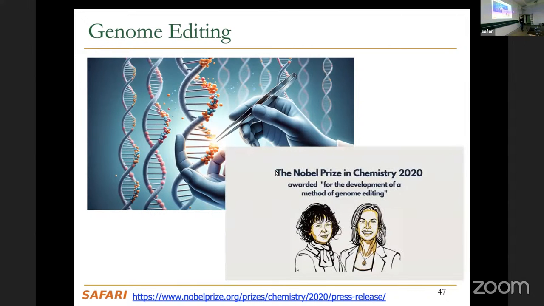And since this is very promising, the people who developed this, in 2012 I guess, or 2011, got a Nobel Prize in 2020. This is Emmanuel Charpentier and Jennifer Doudna.